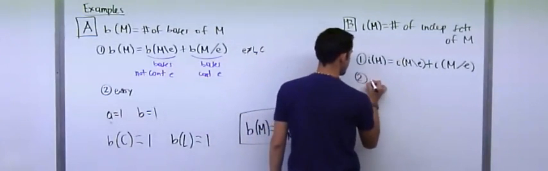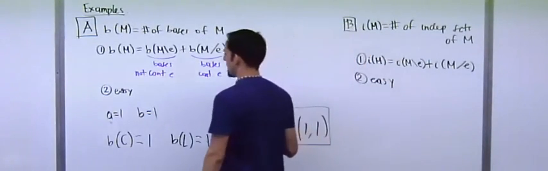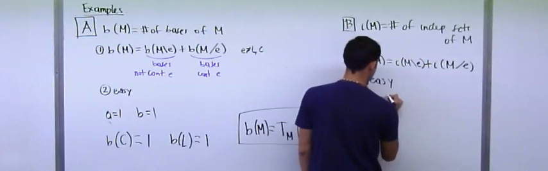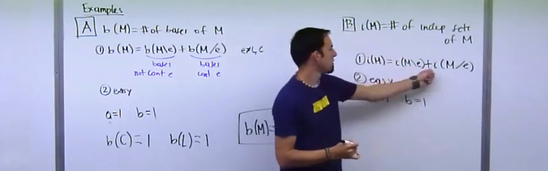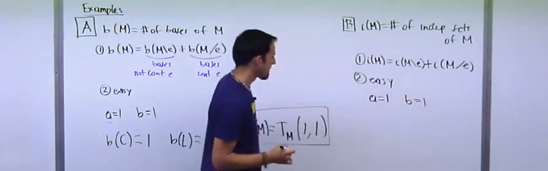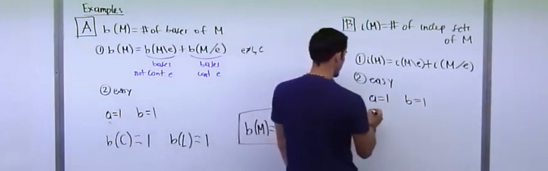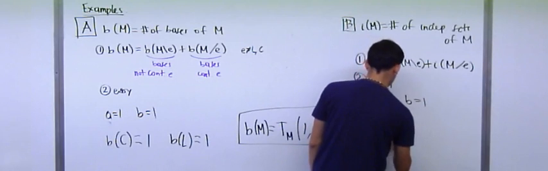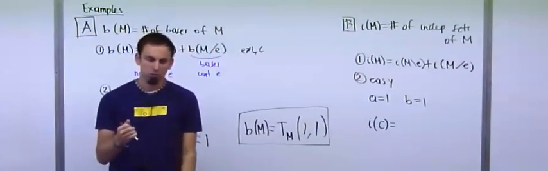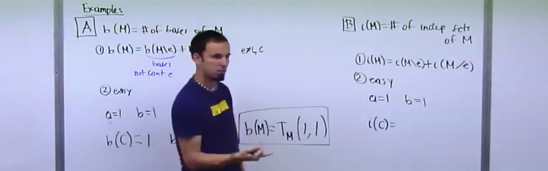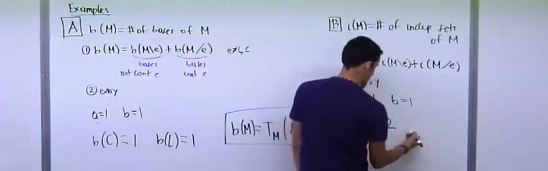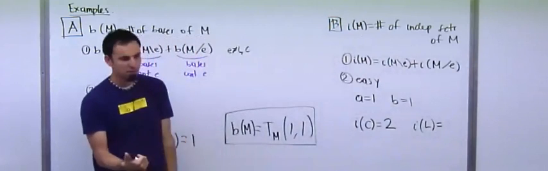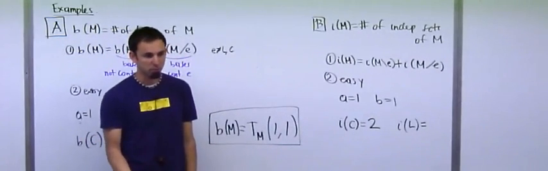The second one, again, is easy. And so, again, we have a Tutte-Grothendieck invariant where A is equal to 1 and B is equal to 1 because there's no coefficients here. And so all we have to do now is find how many independent sets does a coloop have? 2. Well, the empty set is independent and the coloop is independent. And how many independent sets does the loop have? 1. Well, here the empty set is independent, but the loop is dependent because it's a loop. It has rank 0.